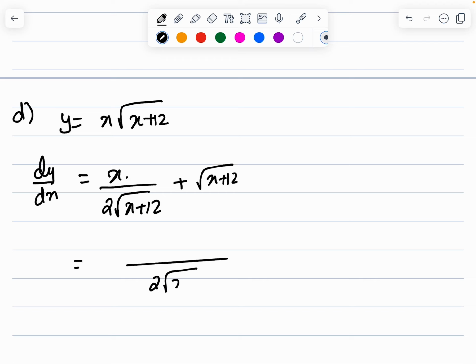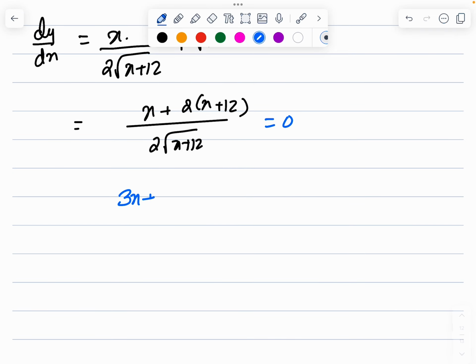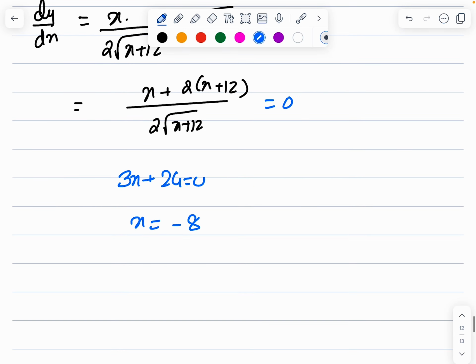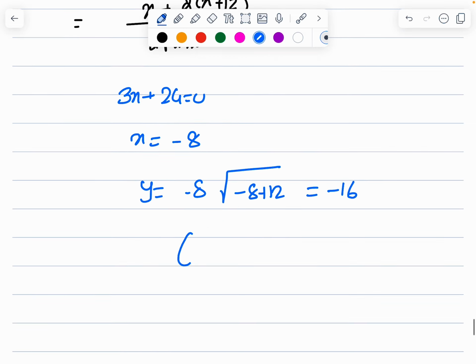2 square root of x plus 12, x plus 2(x plus 12). This should be equal to 0 at the stationary point. So 3x plus 24 should be equal to 0. When 3x plus 24 equals 0, x equals negative 8. Plug in x equals negative 8 in the question. So y equals negative 8 times square root of negative 8 plus 12, which is going to be negative 16. So what is the point? Negative 8 comma negative 16.